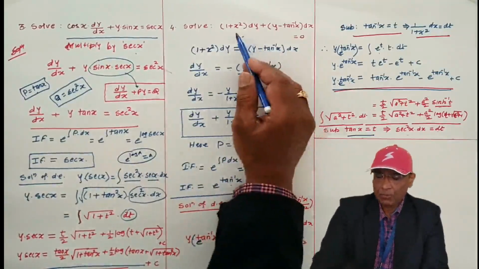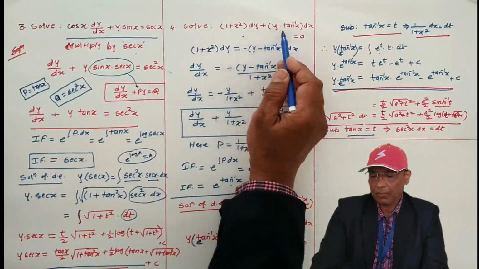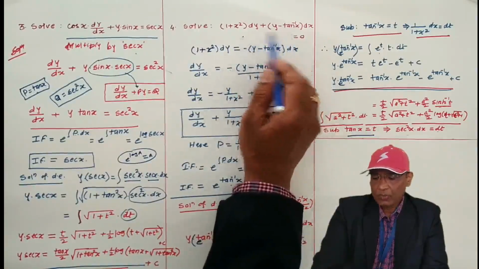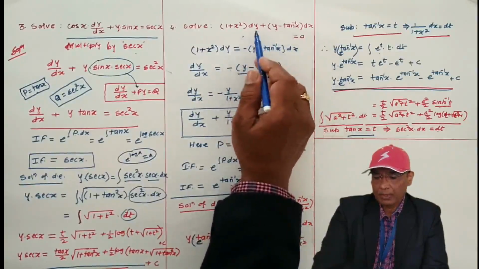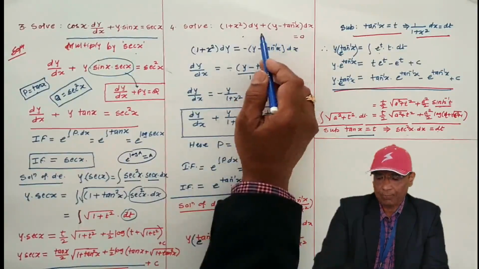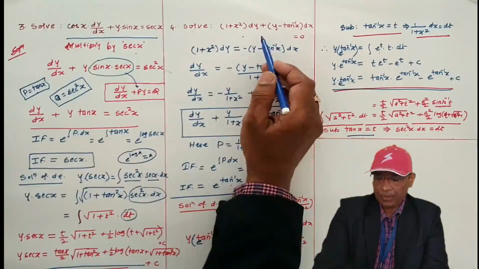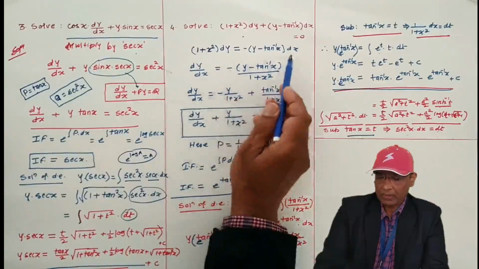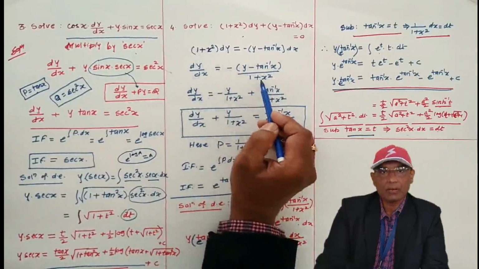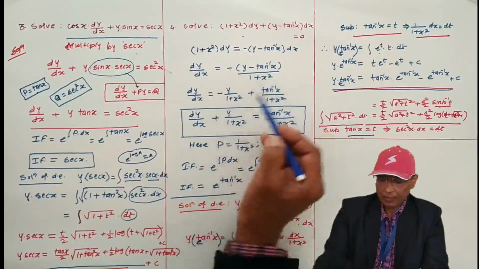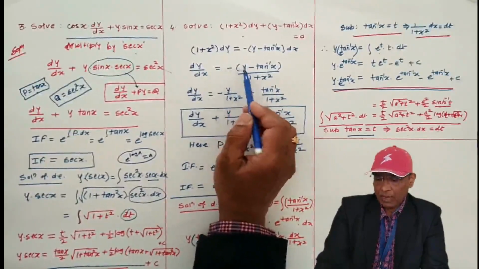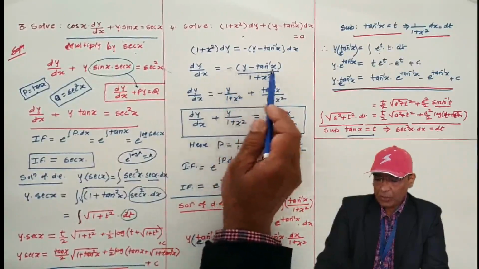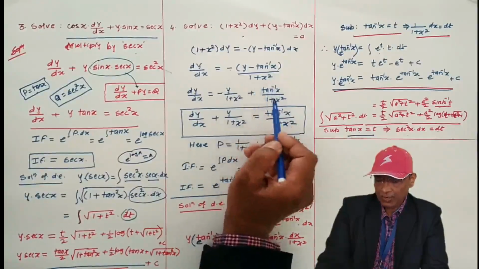Now the fourth one. 1 plus x square dy plus y minus tan inverse of x dx equal to 0. So if you look at this function very carefully, this is not in the standard form. Then you try to bring it to the standard form. This term I have shifted to the right hand side. Then dy by dx I brought here, 1 plus x square I have taken in the denominator. Then minus y by 1 plus x square, separate denominator, plus tan inverse of x by 1 plus x square.